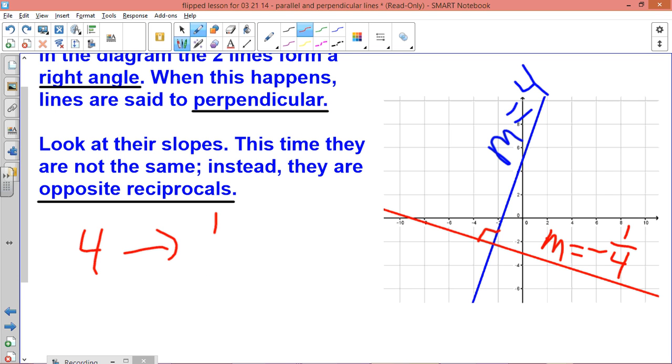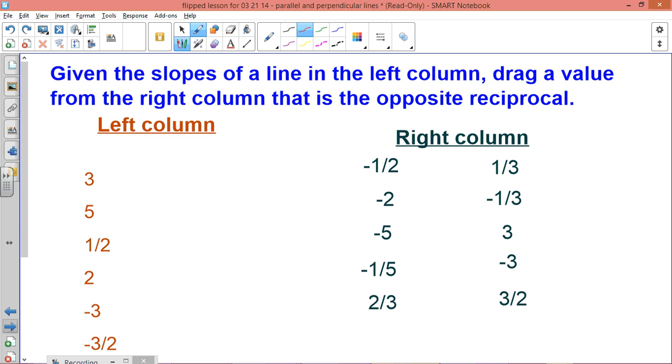I turn 4 into a fraction. I turn that fraction into its reciprocal, and then I change the sign, -1/4. And we'll do some practice on that one on the next page. But it turns out that every time you have perpendicular lines, their slopes are going to be opposite reciprocals. So let's just practice that for a second.